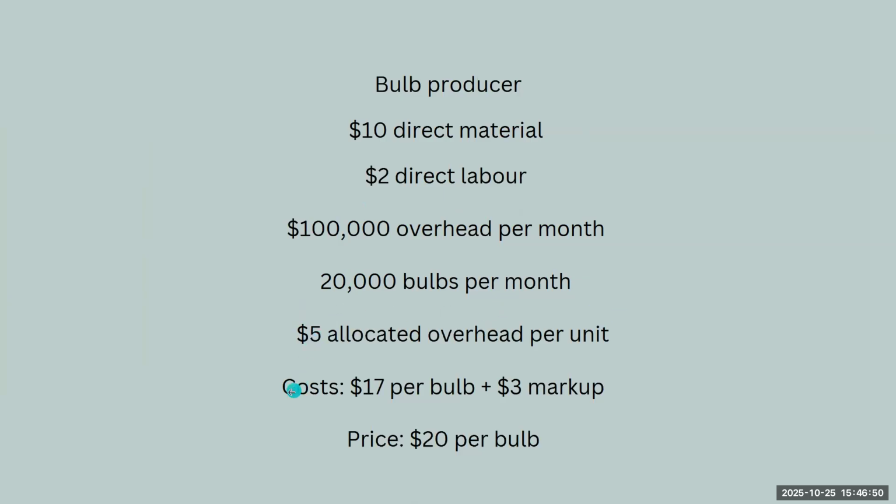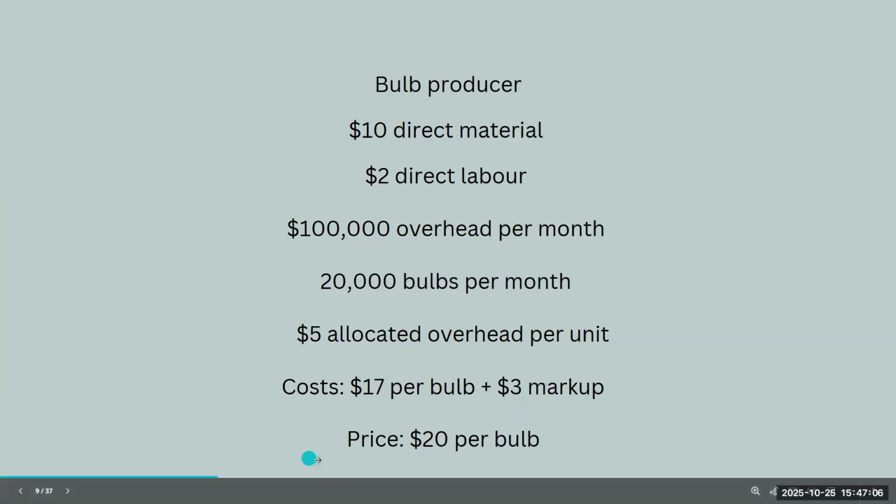So the cost here per unit is 17 plus 3. The total cost here is 17: 10 plus 2 plus 5, that is 17. And I set up a markup, which is 3. And my sale price is $20 per bulb.